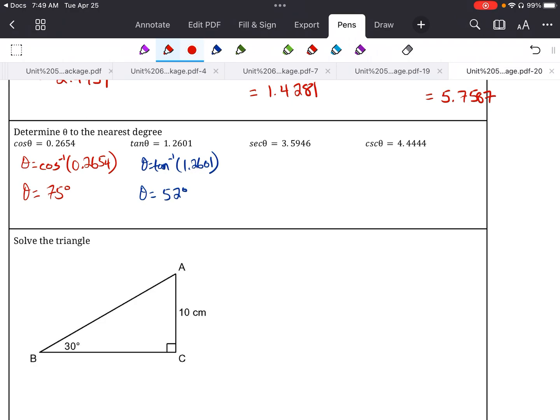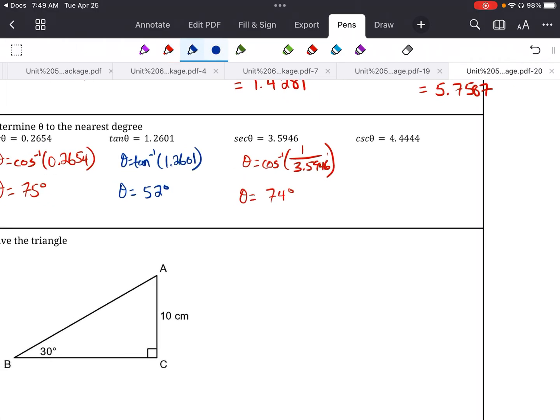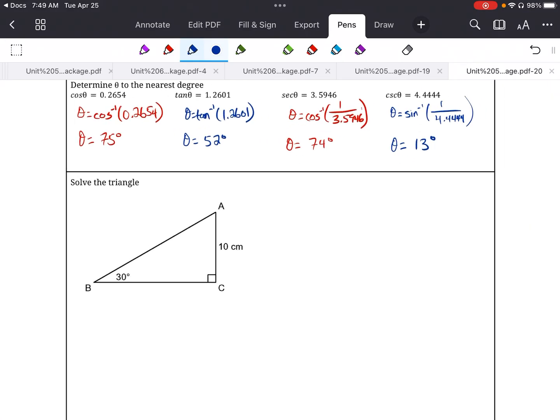Okay, secant we know is the reciprocal of cos. And we have to work with the reciprocal, so it's actually the cos inverse of 1 over 3.5946. And you get 74 degrees. And again, cosecant is the reciprocal of sine. So this will be the sine inverse of 1 over 4.4444. So the angle here is 13 degrees. Okay, that's just something you'll get used to.